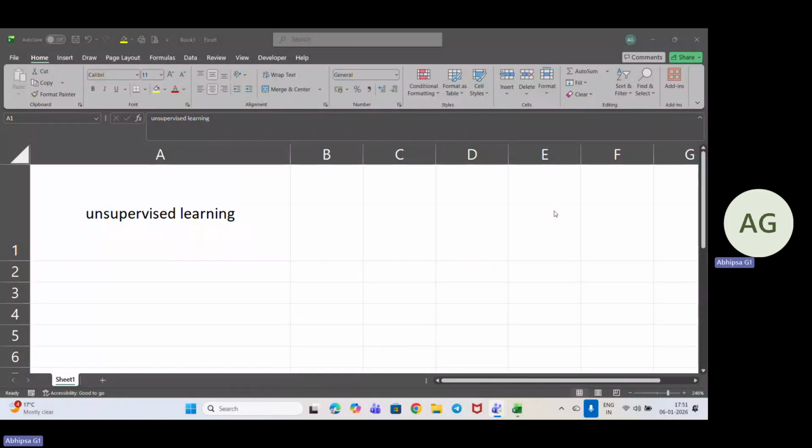So let me share my screen first. Yeah, hopefully my screen is all visible to you.